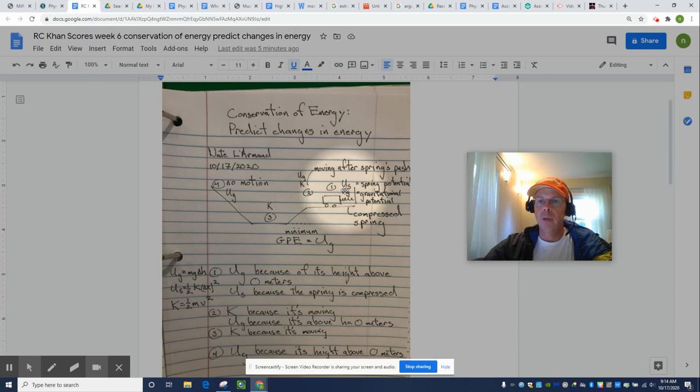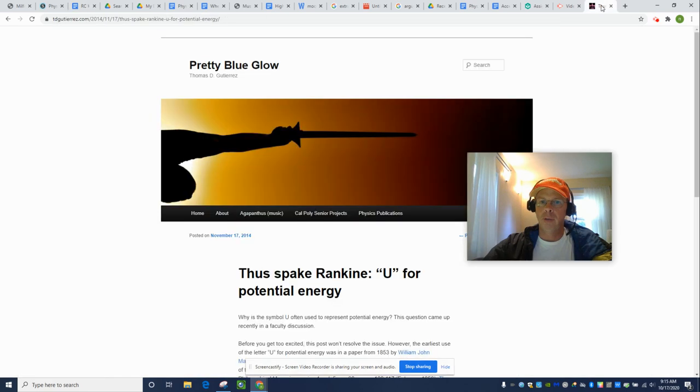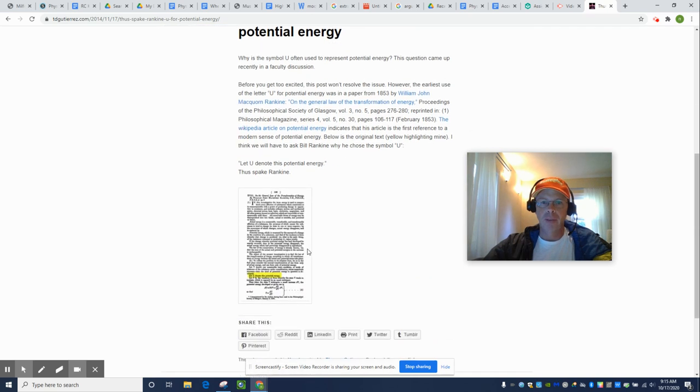Why is U used for gravitational potential energy? I don't know. This college professor at Cal Poly says Rankine, a famous thermodynamics superstar, physics superstar, first used the symbol U back in the day. Hang on, 1853. So whatever. I guess this guy did his research. It all comes from Rankine.